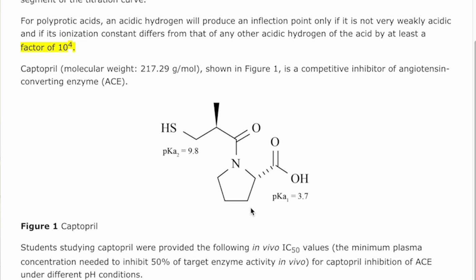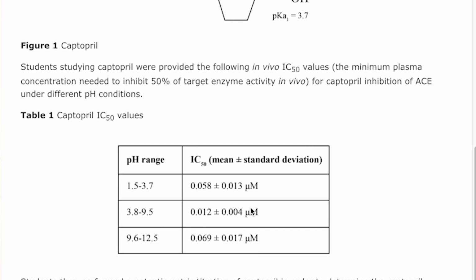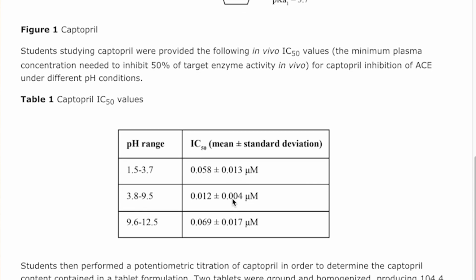The minimum plasma concentration needed to inhibit 50% of the target enzyme activity in vivo for Captopril inhibition of ACE under different pH conditions. So I'm going to take a second and step back. I'm just going to talk about this IC50 thing.